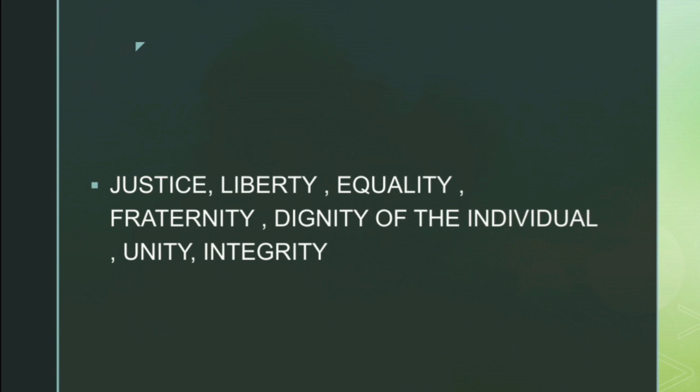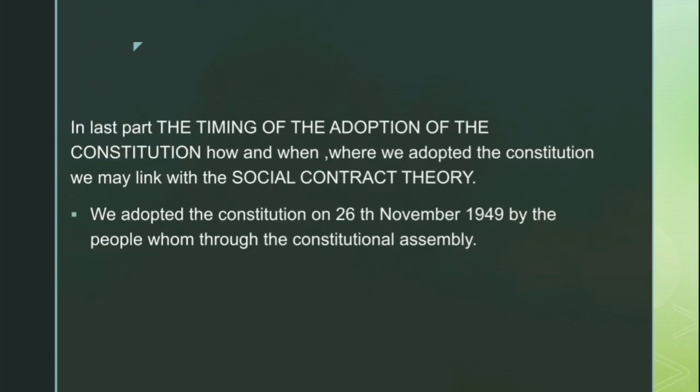The last part talks about the timing of the adoption of the Constitution, the place of adoption, how and when we have adopted the Constitution. This is how you may link it with the social contract theory. We adopted the Constitution on the 26th of November 1949. By whom? By the people, through the Constituent Assembly. That is the modus operandi. So we ourselves, that's the word.